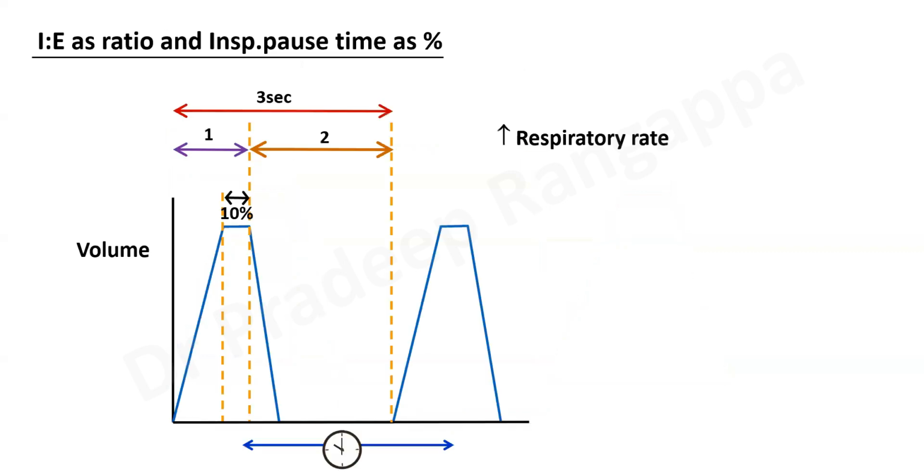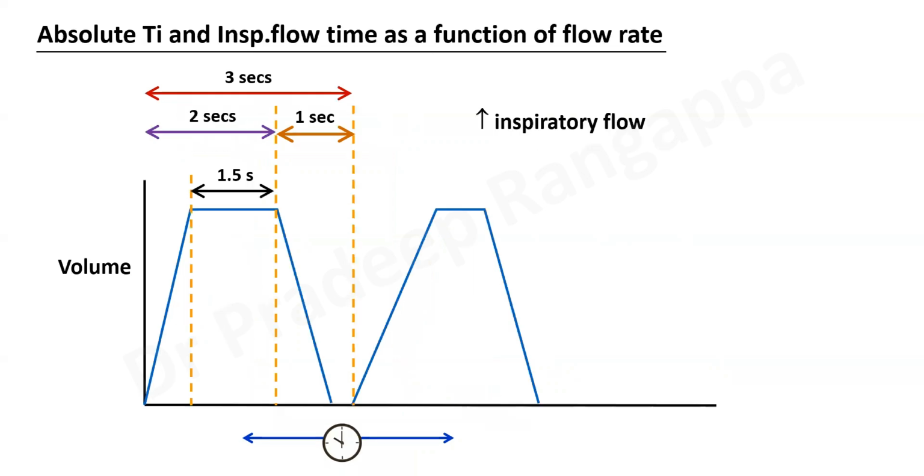When there is tachypnea, when there is an increase in the respiratory rate, the ratio becomes important. The ratio is constantly maintained. So the inspiratory part remains 1, the pause time remains 10% of the inspiratory time, and expiratory time remains in the ratio of 2, but your cycle time comes down in case of tachypnea.